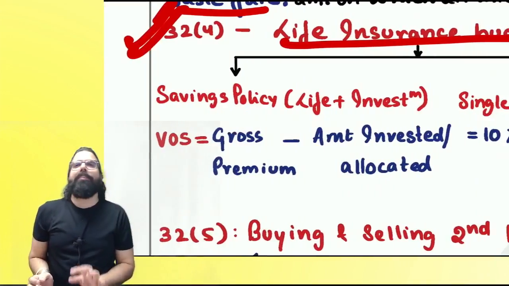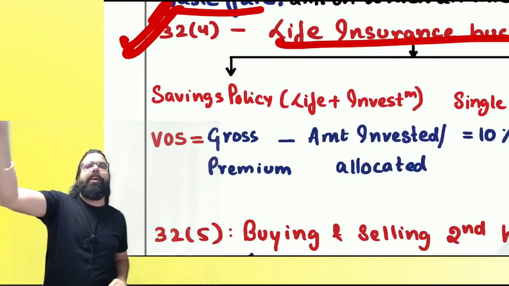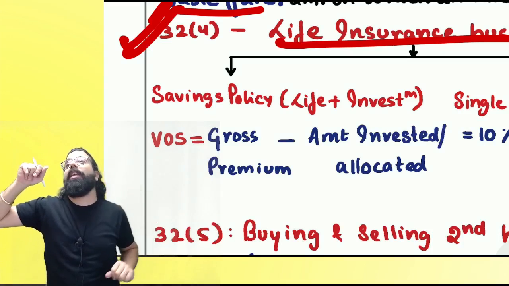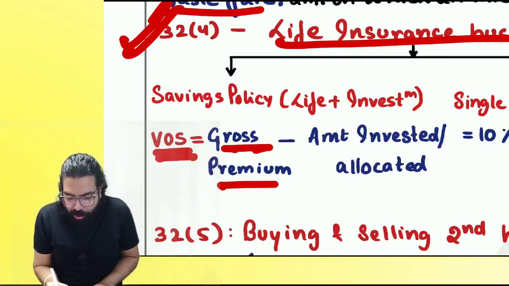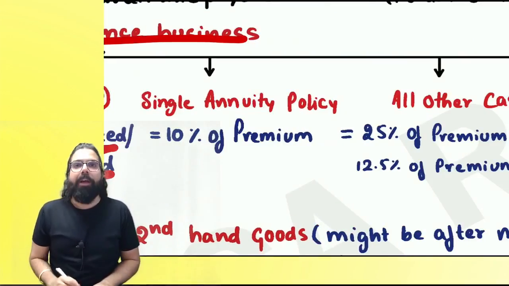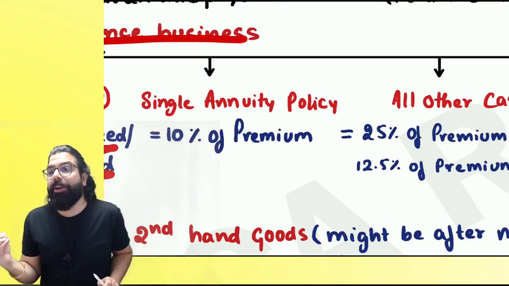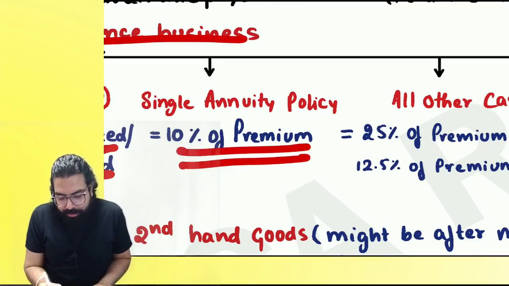I went ahead and told I'll charge you 10,000 rupees, 4,000 I'll invest on your behalf for covering the risk of your life. How much did I charge you? 10,000, 4,000 I invested on your behalf. How much did I take actually? 6,000. The value of supply is gross premium minus amount invested or allocated. Single annuity policy, whatever premium you paid, 10% will become my value of supply.